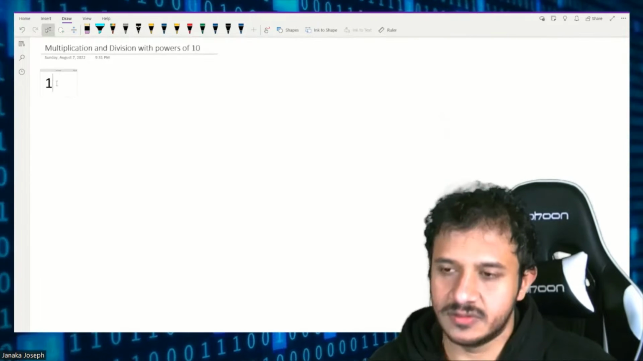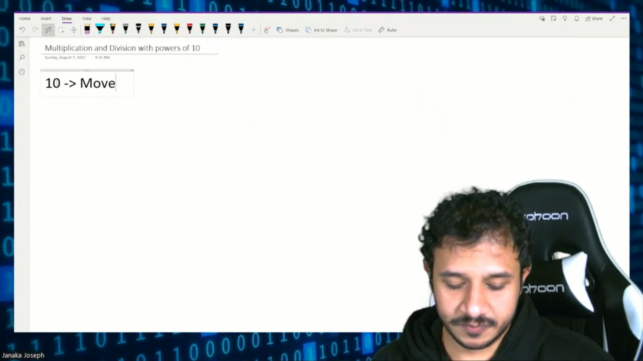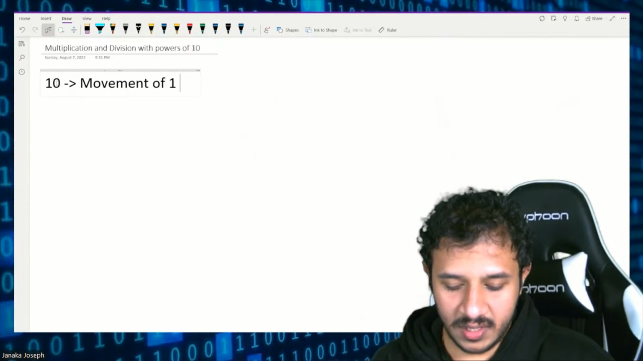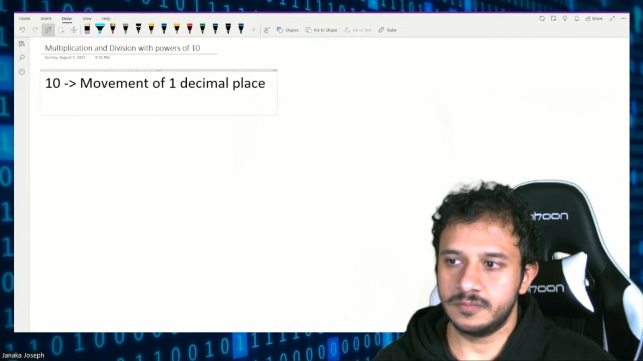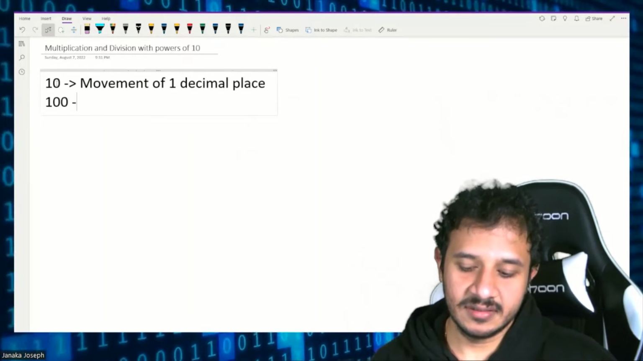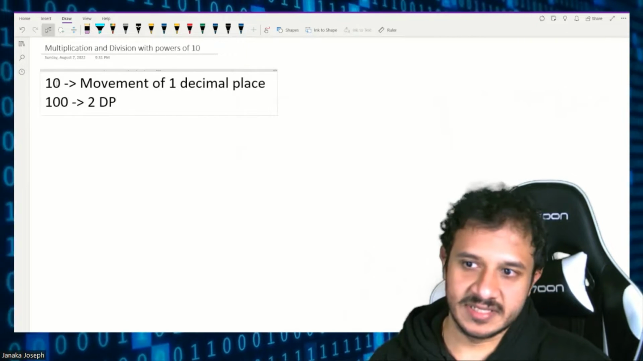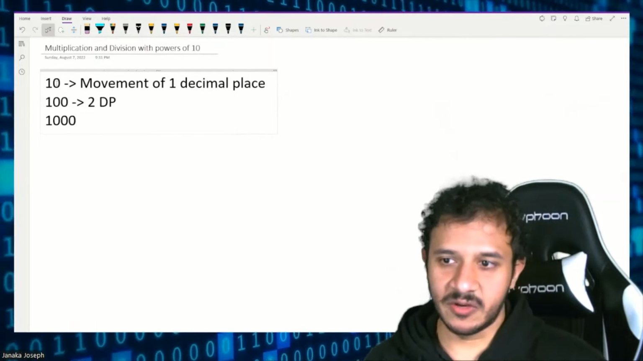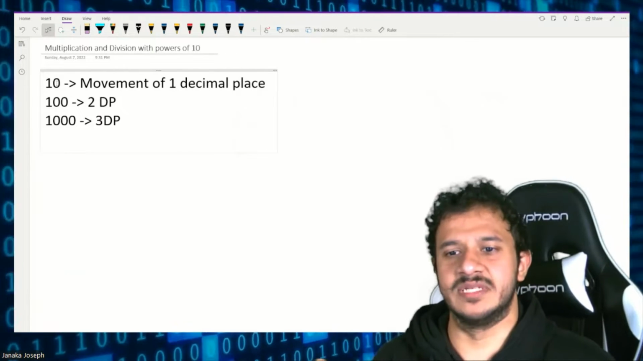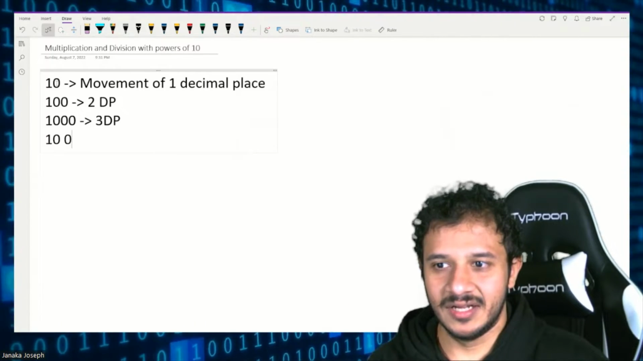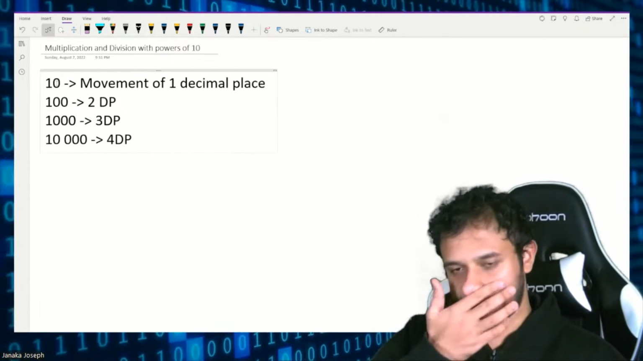So decimal places. If you have just a 10, 10 has only one zero, so we say a movement of one decimal place. Then if it is 100, 100 has two zeros, so it will be a movement of two decimal places. DP means decimal places. 1000 means movement of three decimal places. 1000 has three zeros. That's the easy way to think about it. 10,000 means movement of four decimal places.